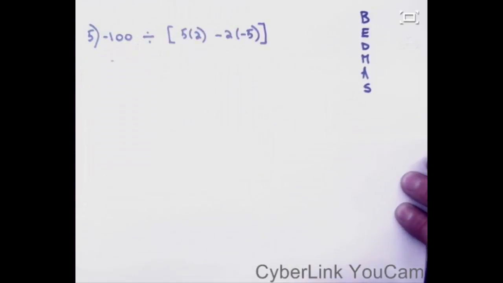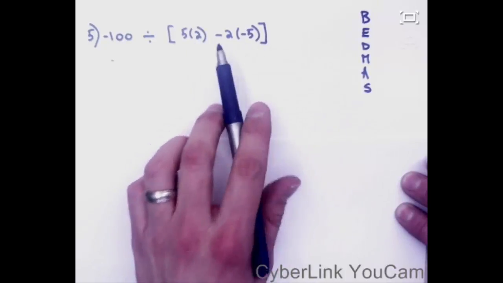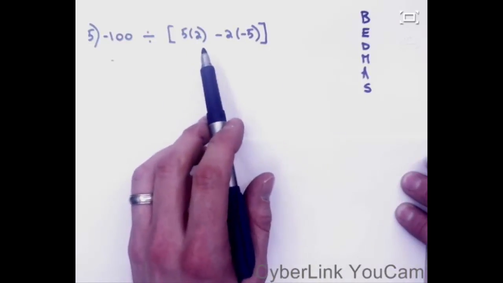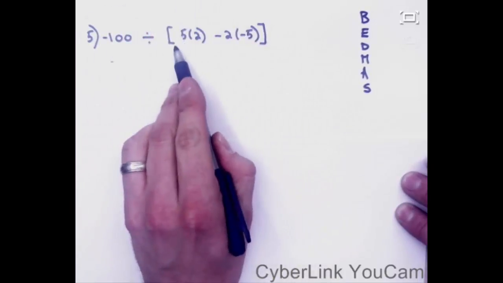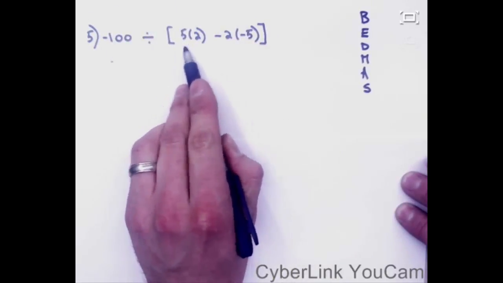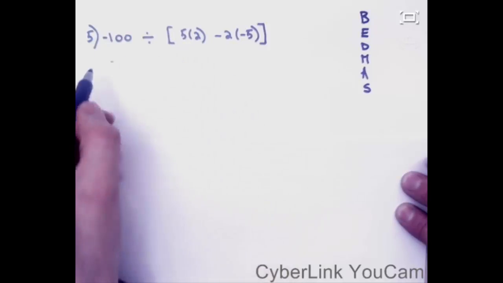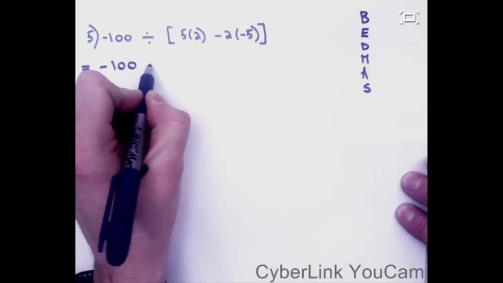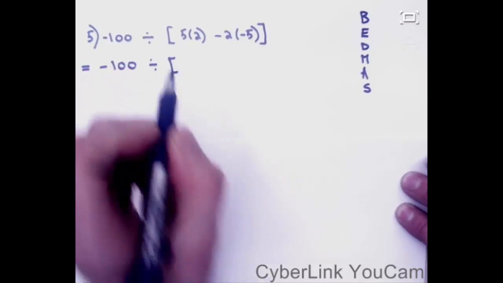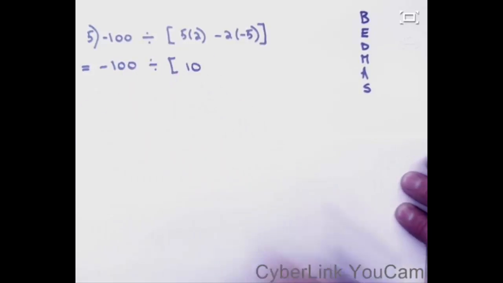Inside those square brackets, yes, there are two other sets of brackets, but I've realized that that's just multiplication. So let's get inside these square brackets and go left to right. What's the first thing here I see? I see 5 times 2. That's the first operation I need to do. So here's how you show it. We're not going to deal with the minus 100 and this division until we fix this square bracket. So 5 times 2 is 10.